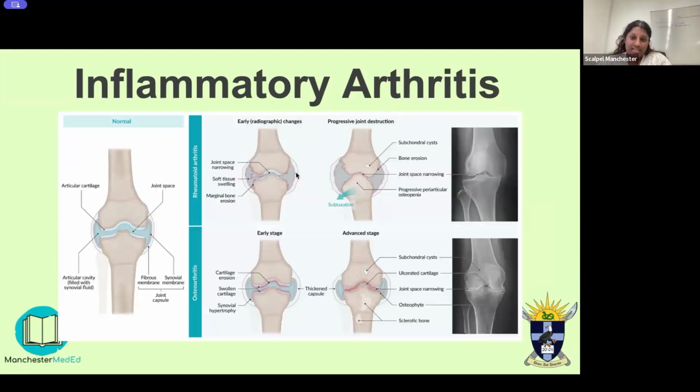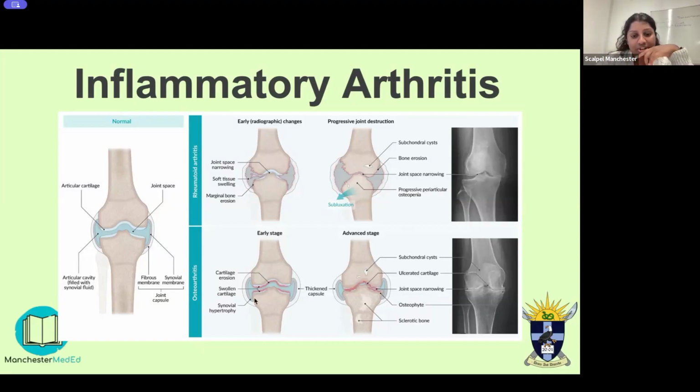So this would be the difference between rheumatoid and osteoarthritis. Both of them do get the narrowing of the joint space and the soft tissue swelling as well. On the right-hand side, when I say subluxation, that's when your patient's hand starts to move into ulnar deviation. That's a part of the subluxation of this patient.